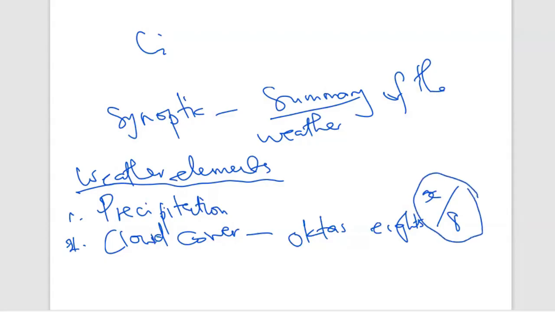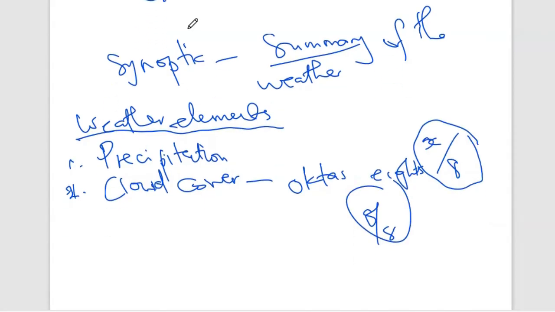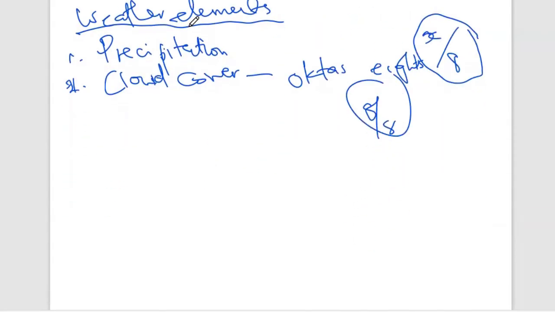We are saying our full sky is 8 out of 8. So we try to determine the fraction out of 8 which is covered by the clouds. We are going to look at it when we go back to the synoptic map and see how the different amounts of cloud cover are shown on the synoptic weather map. Then we can also look at other weather elements. We've talked of precipitation, we've talked of cloud cover.